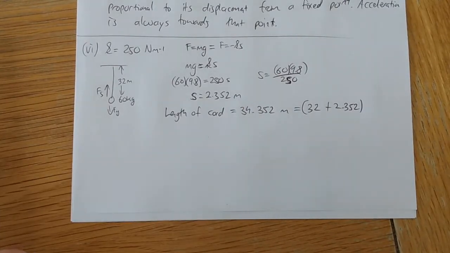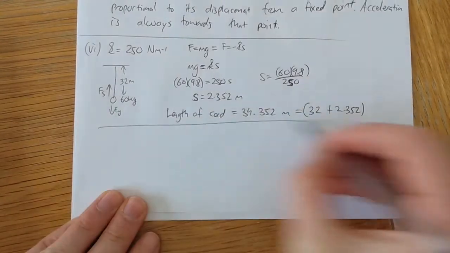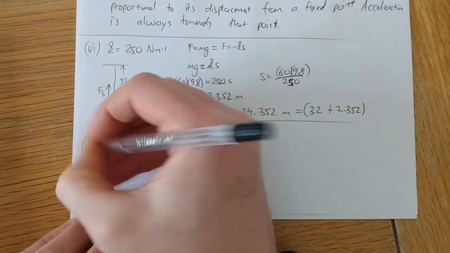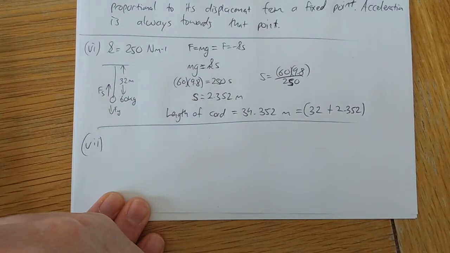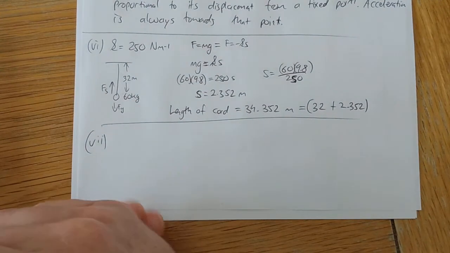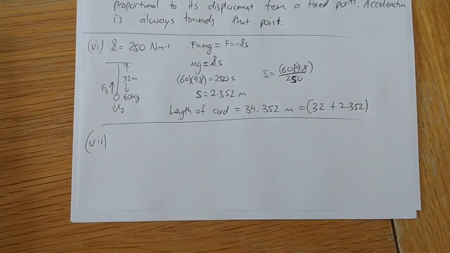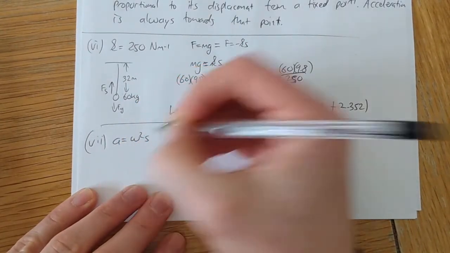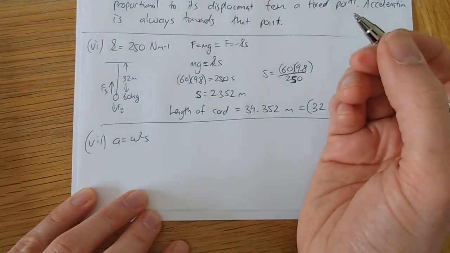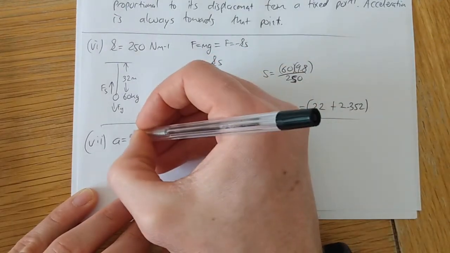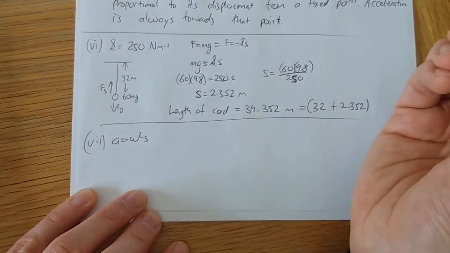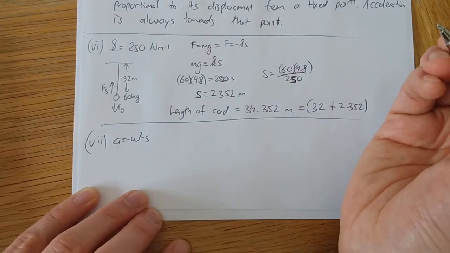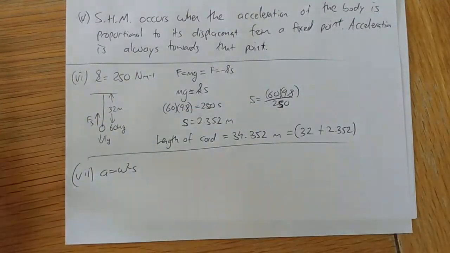The maximum displacement from his rest position is 1.2 meters. Calculate his maximum acceleration as he oscillates and his period of oscillation. Okay, so the acceleration is omega squared s, minus, it's a restoring acceleration because it's a restoring force. I need to know omega squared. What do I need to know about omega squared?